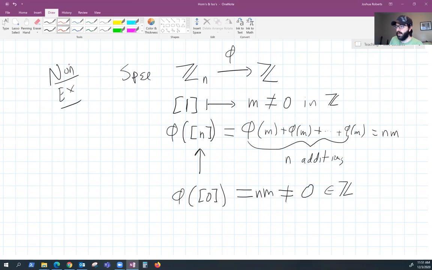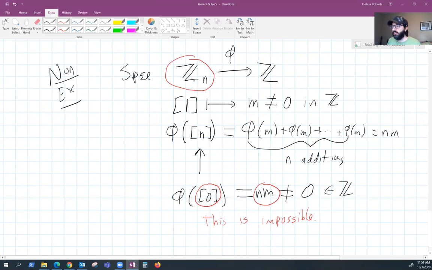This is not 0 in the integers. So here I have the identity element nZ of Z mod n mapping to a non-identity element in Z. This is impossible, because remember, homomorphisms map identity elements to identity elements. So what we get from this is, for any Z mod n, there is no homomorphism into the integers, just because of those properties that we've talked about before.